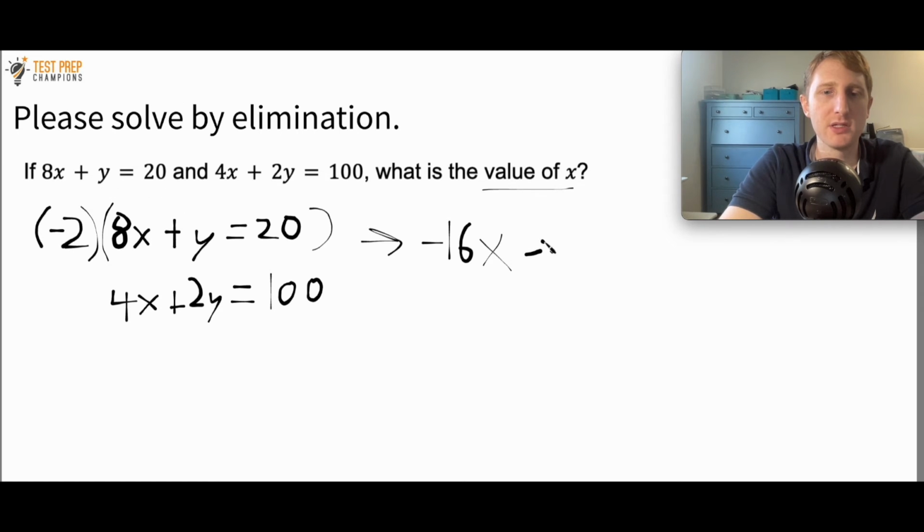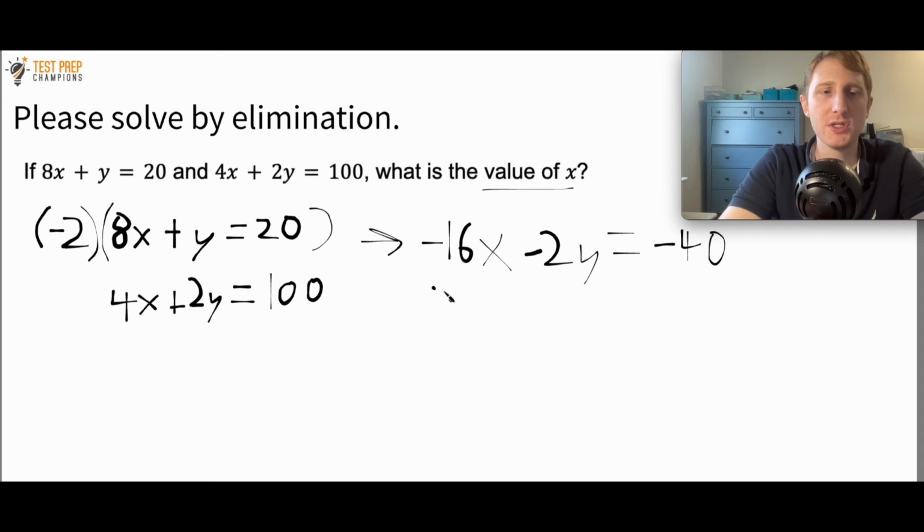Negative 2 times positive y is negative 2y. And what is 20 times negative 2? 20 times negative 2 is negative 40. So I now have negative 16x minus 2y equals negative 40.